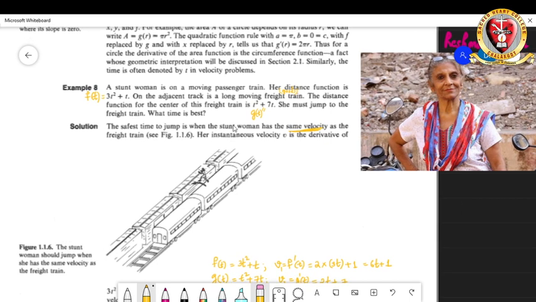Her distance function is f of t equal to 3t square plus t, and on the adjacent track there is a long moving freight train. Freight train is nothing but the goods train. The distance function for the goods train is g of t equal to t square plus 7t. She has to jump from the passenger train to the freight train at the best time, that means she should be safe. So the safest time to jump will be the time at which both trains have the same velocity.